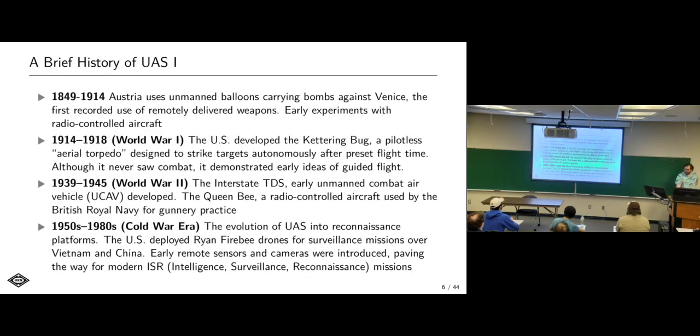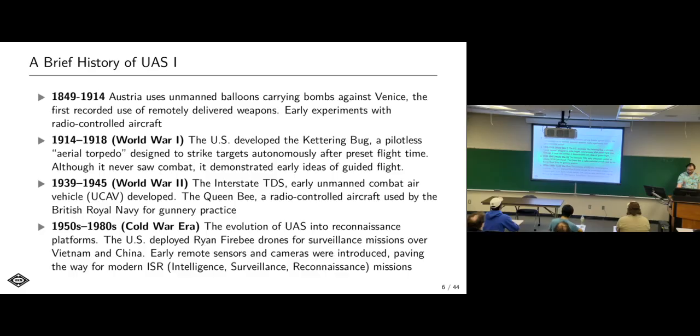So kind of just some word dump here. This talks about the history of UAS. Goes back to really the mid-1800s. Austria was using unmanned balloons to carry bombs against Venice. Don't recall why they were at war, but in the 1800s, everyone was doing it. And that's kind of the first recorded use of remotely delivered weapons that aren't a catapult, something kind of flying. Towards the 1900s, those early experiments with radio-controlled aircraft.